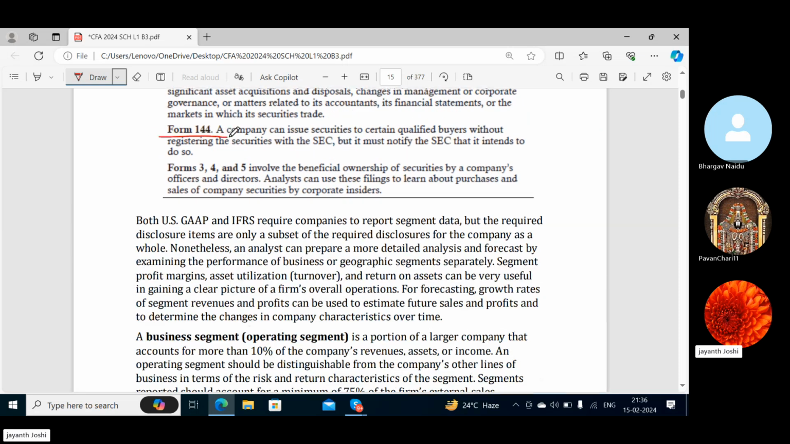Form 144: a company can issue securities to certain qualified buyers without registering the securities with the Stock Exchange Commission, but it must notify the Stock Exchange Commission that it intends to do so. So a company can issue securities to certain qualified buyers.